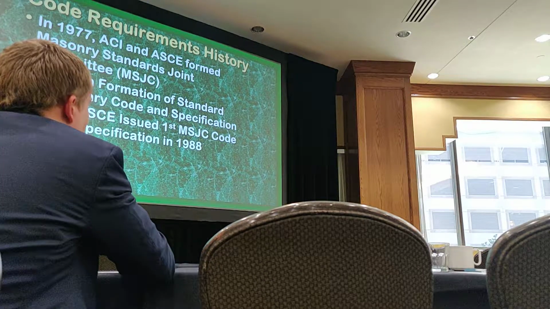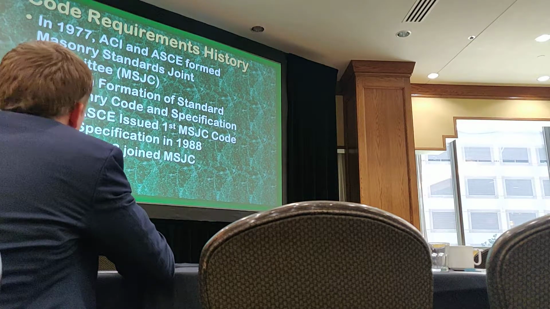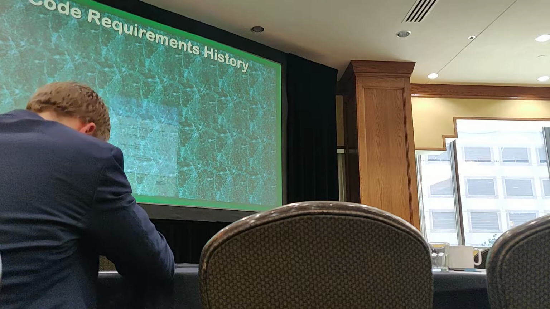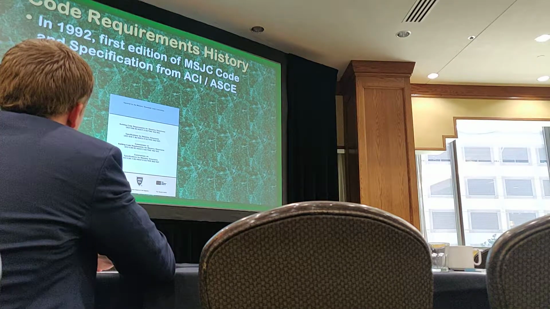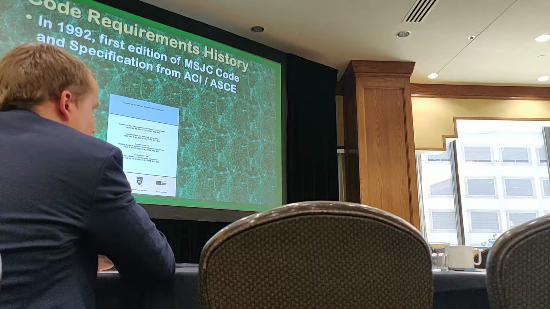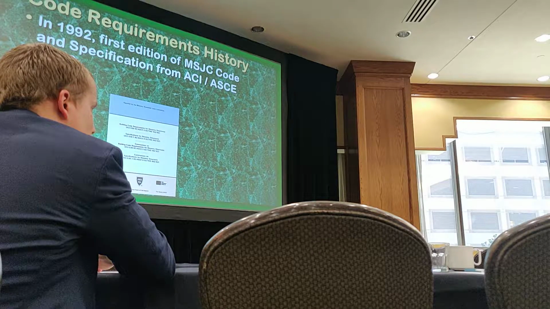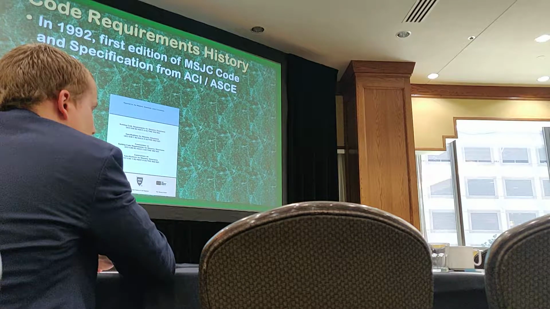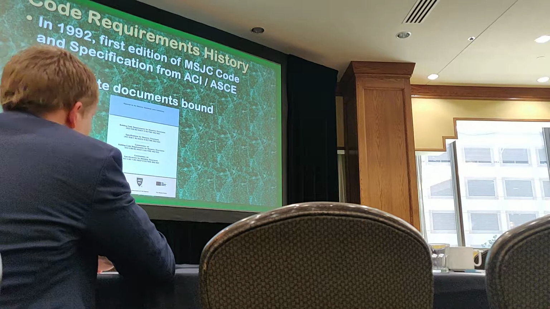One thing that's not on these slides is I'm born in 1989. So after that, TMS joins the MSJC. And what you get is the first code and specification of the three entities. And this was it. So this is the 92. If you look at it, that's code and specification, not just the building code requirements, but also the construction requirements. And there's two separate documents bound together, so both the designer's requirements and the contractor's requirements are in one book.